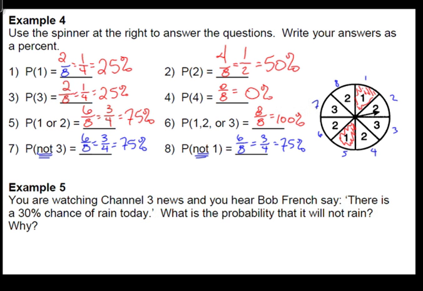In example 5, it tells you you are watching Channel 3 News, and you hear Bob French say, there is a 30% chance of rain today. 30% chance of rain. We're looking for what is the probability that it will not rain. Okay? Well, we know 30% plus what number is equal to 100%, because everything altogether has to equal 100%, our whole amount. 30 plus what number equals 100? So that would be 70%.